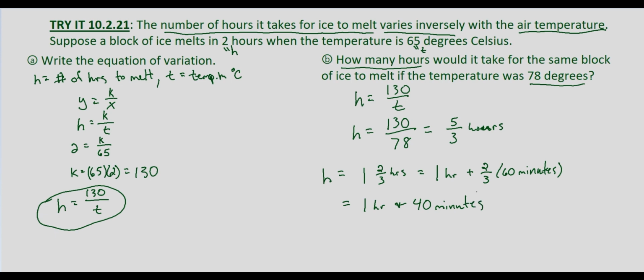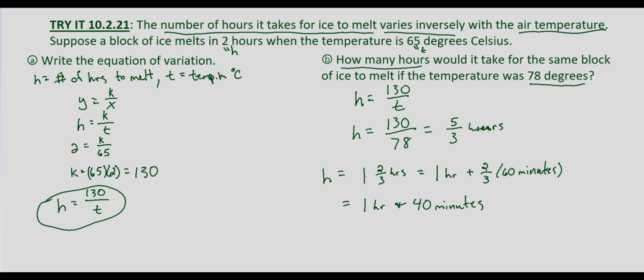Now, does that make sense? It's 2 hours at 65, and 78 is a little bit warmer than that, so yes, this does make sense. And what we'd want to do is, if we plugged 5/3 into this, we'd want to verify that that equals 130 78ths. But for now, I can verify that it does.